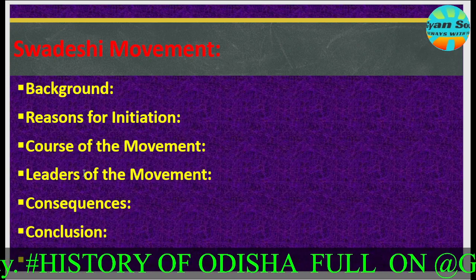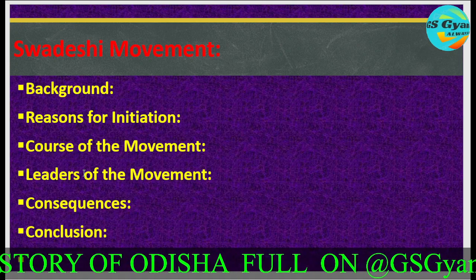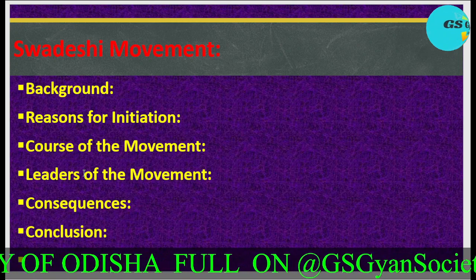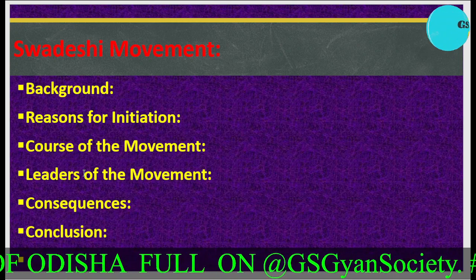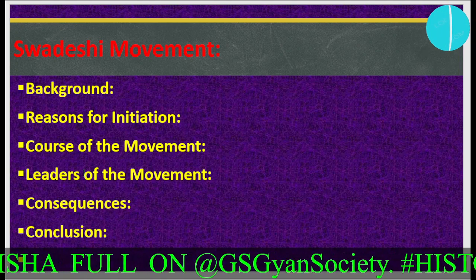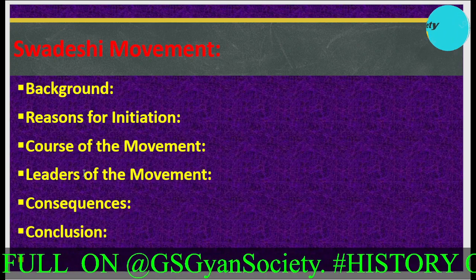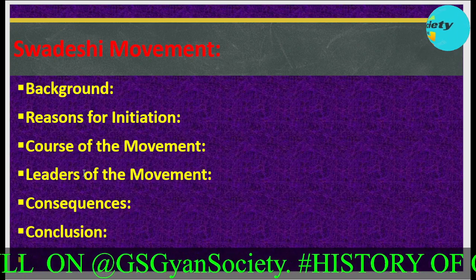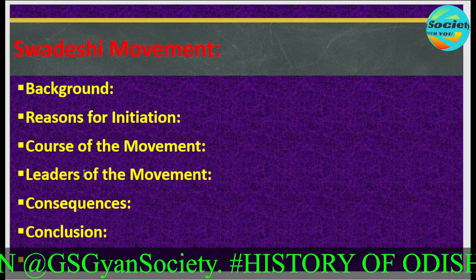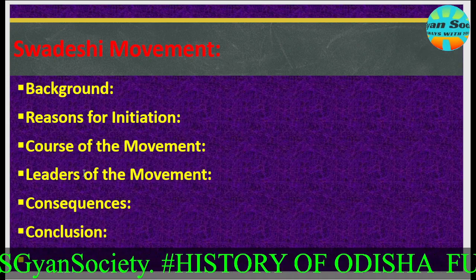Okay, so we will read the Swadeshi movement under various subheadings. For example, the background of the Swadeshi movement. What is the reason, the cause of the initiation of the Swadeshi movement? Then the course of the movement, how long this movement was successful, and the leaders associated with the Swadeshi movement. Later we will discuss the consequences and impact of the Swadeshi movement on the freedom struggle, and then finally we will conclude, as usual in every topic.